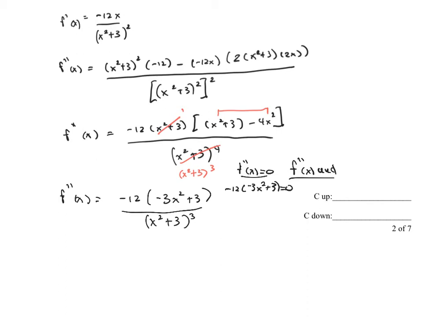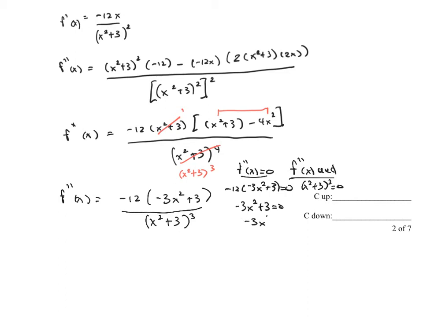And a fraction's undefined when its denominator is equal to 0. So let's solve each of those equations individually. The first equation, I'd divide both sides by negative 12. Once I do that, I'd have negative 3x squared plus 3 equals 0. I'd subtract 3 from both sides.